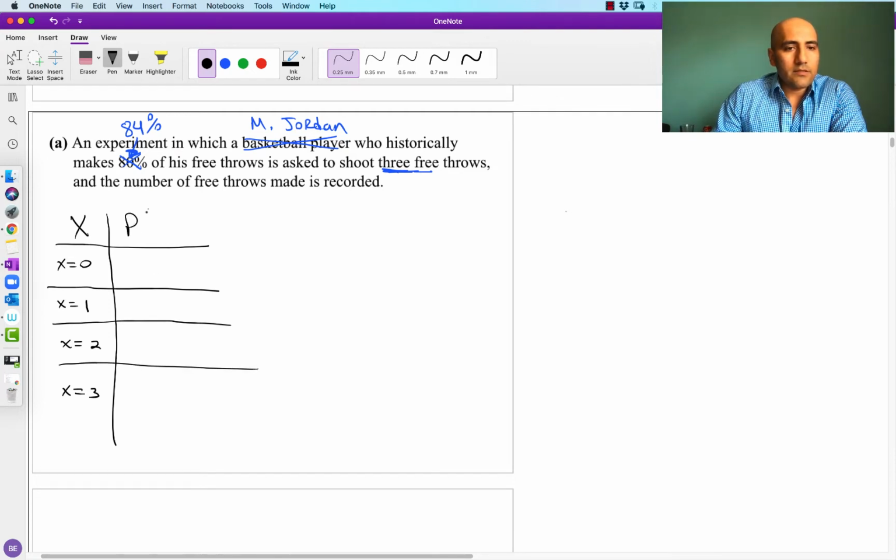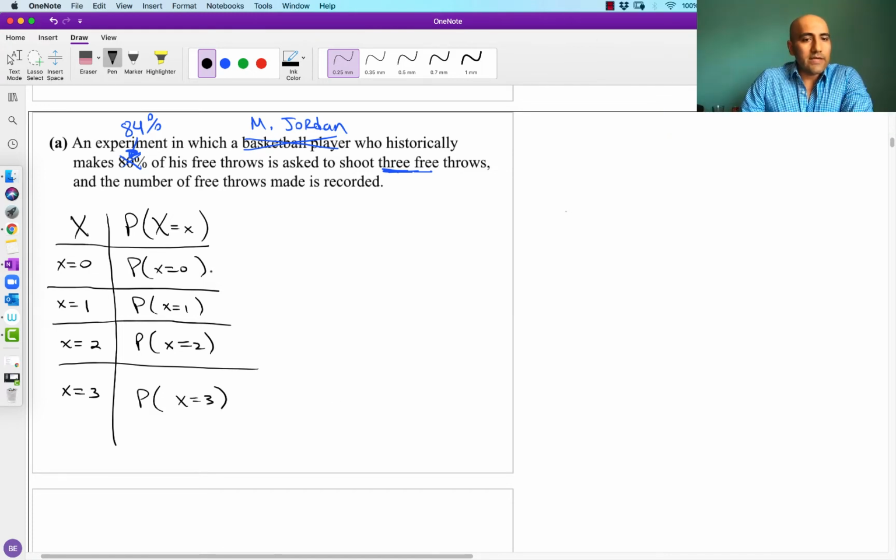Right? So then this is going to be the probability that the random variable takes on one of these lowercase x values. So we want to figure out the probability that x takes on the value 0, the probability that x takes on the value 1, the probability that x takes on the value 2. Okay, so that's going to be our goal, to figure out each one of these probabilities.